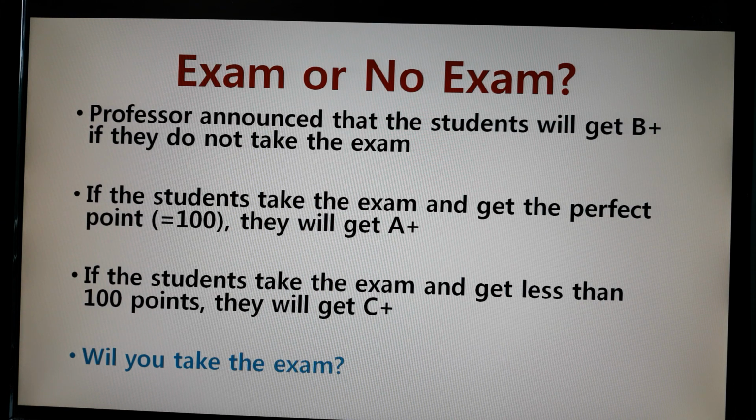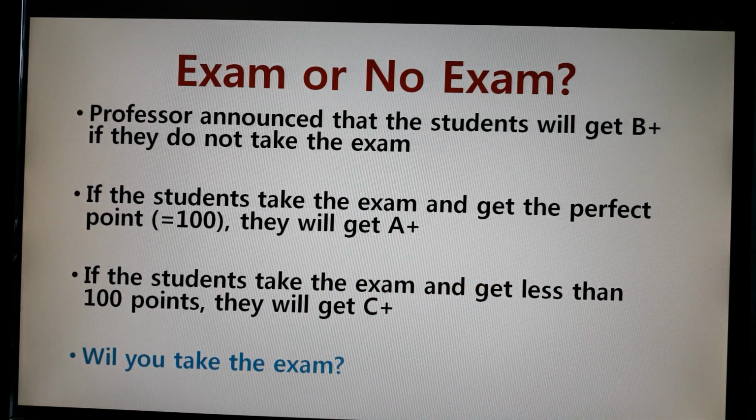Now think about a closer-to-home example. Exam or no exam. The professor announced that the students will get B plus if they do not take the exam. So if you don't take the exam, don't do the homework, I'll give you B plus automatically. We should do that. How about this class? 300% here. If you don't come to the class, then you will get B plus. Once again, we don't have an exam, but I'll give you 2 homework assignments. If you don't do that, you will get B plus.